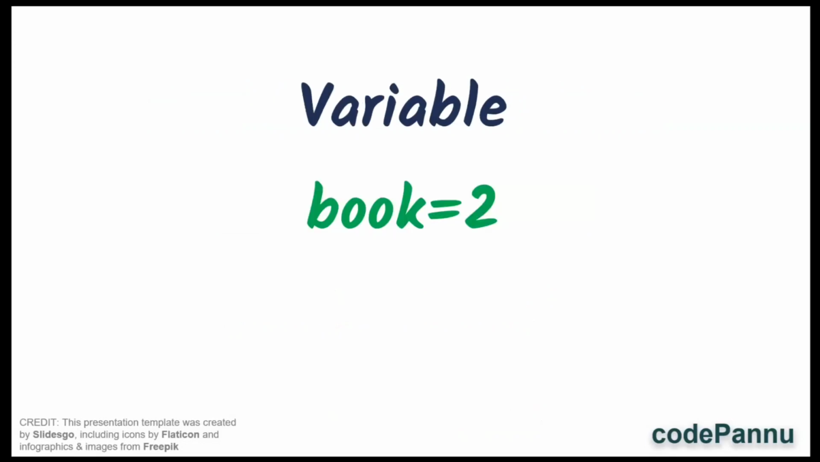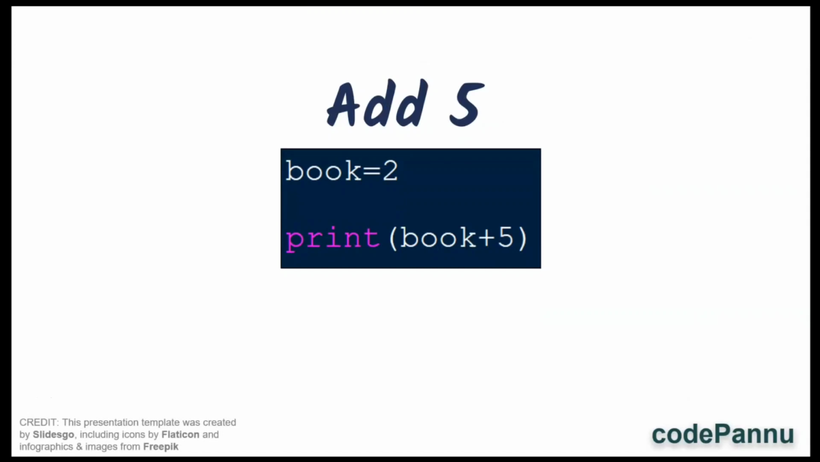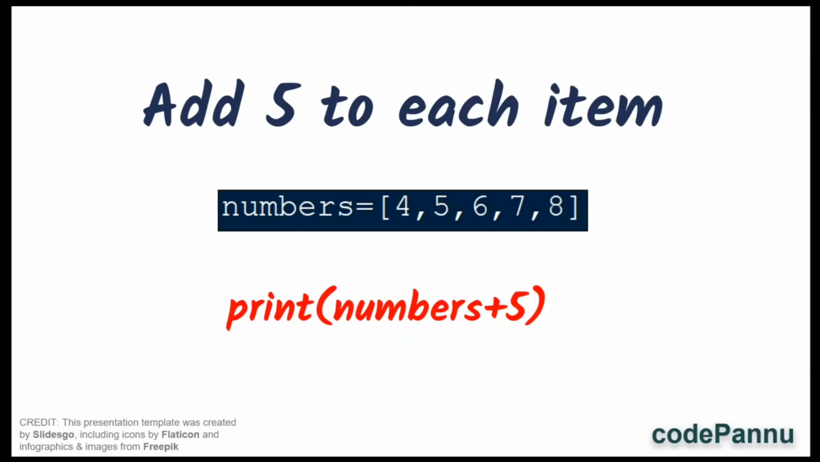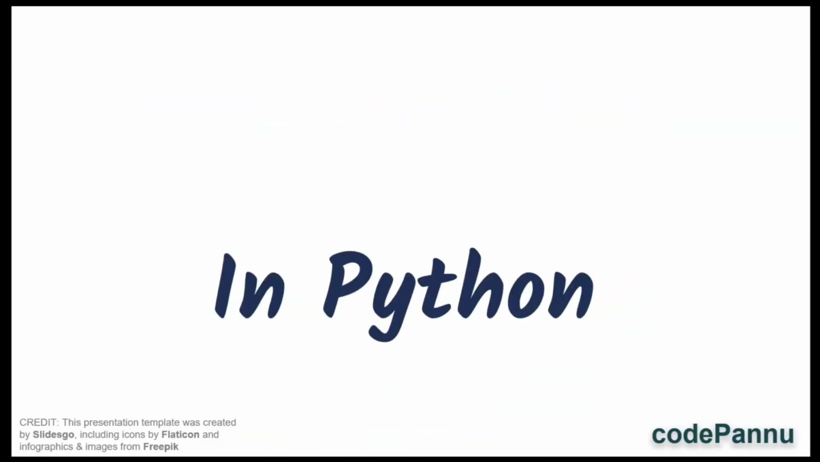Because if we have a variable called book is equal to 2 and we want to add 5 to it, we can write book is equal to 2, print book plus 5 inside the brackets. This will print 7 as output. But in the same way, here in a list, we cannot write print numbers plus 5 inside the brackets. Shall we go to Python and see what happens if I write that way?